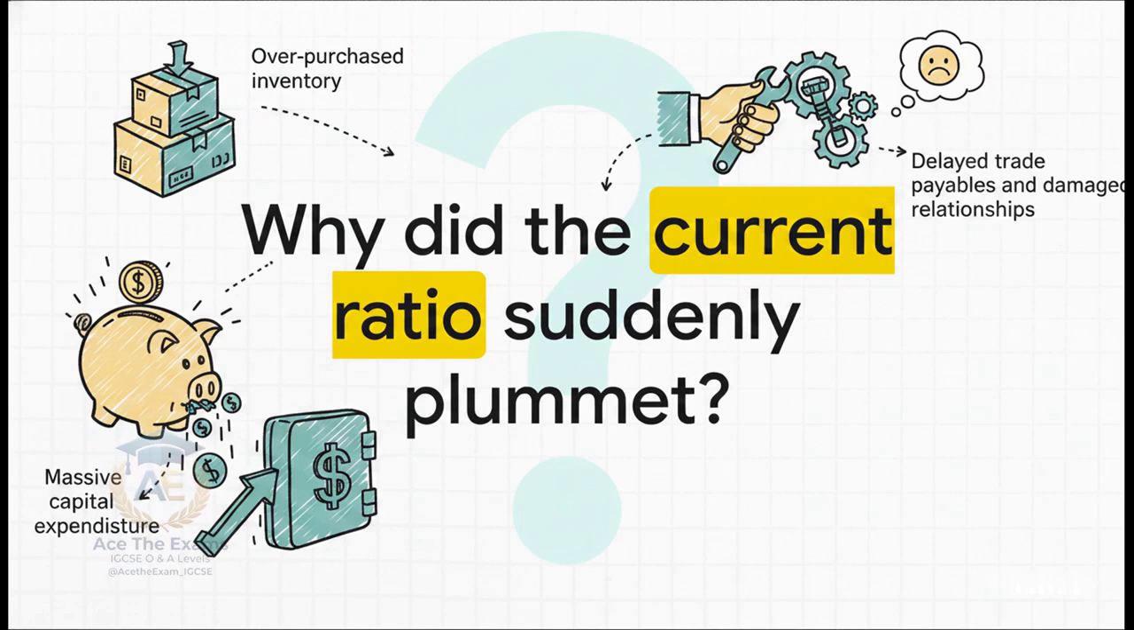Has inventory been overpurchased and is just sitting there gathering dust, tying up all your cash? Are trade payables being settled way too slowly, totally wrecking vital supplier relationships? Or were cash reserves suddenly wiped out by some massive capital expenditure like buying brand new machinery?